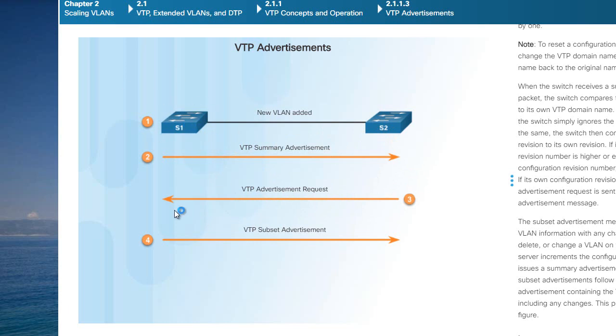Then S1 is going to send back that subset advertisement that actually does contain the changed VLAN information. So that's what you're going to see there. That's basically the whole exchange. Summary, checks it out. If it's outdated, requests an update, and then S1 sends that updated information to S2. That's how it's going to break down.